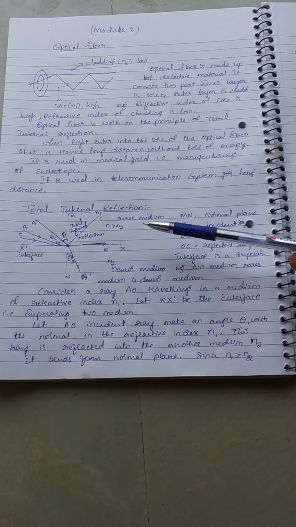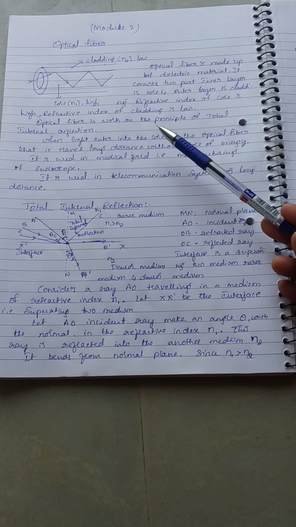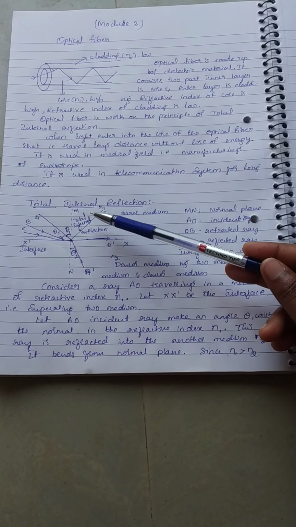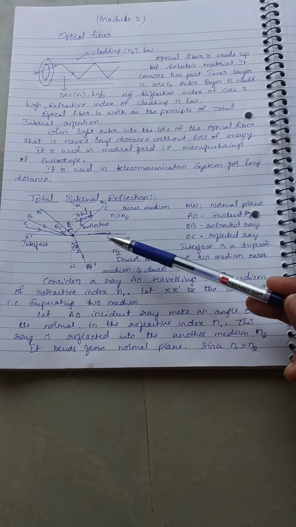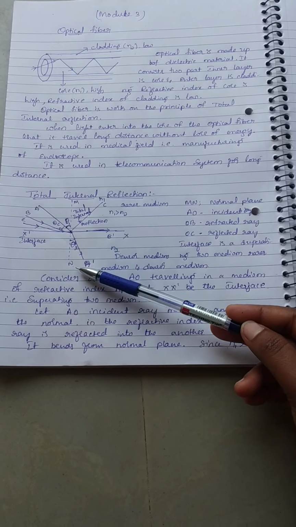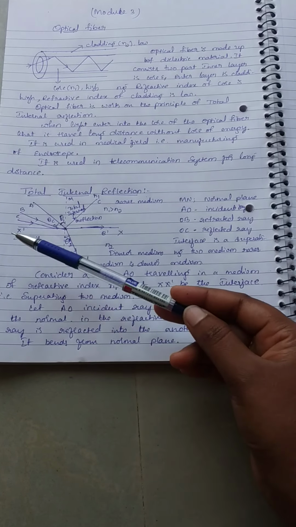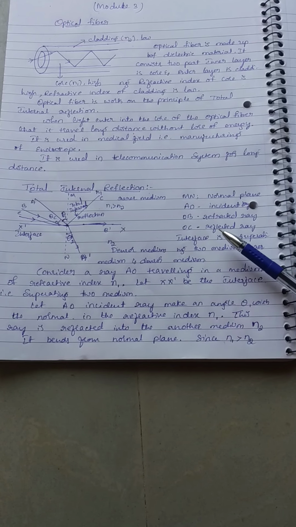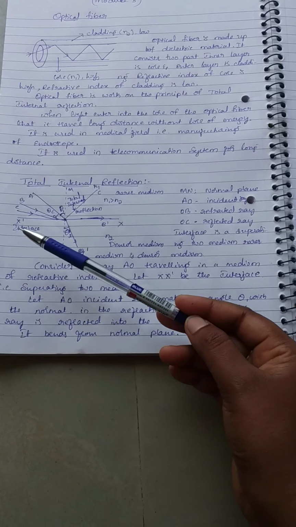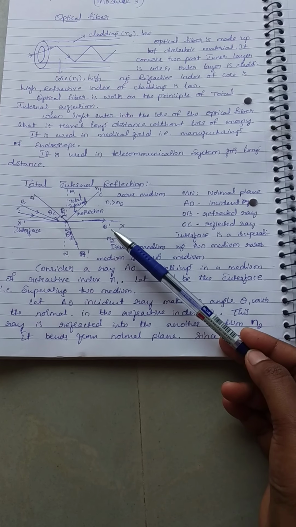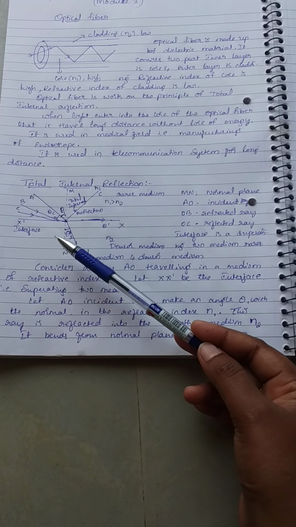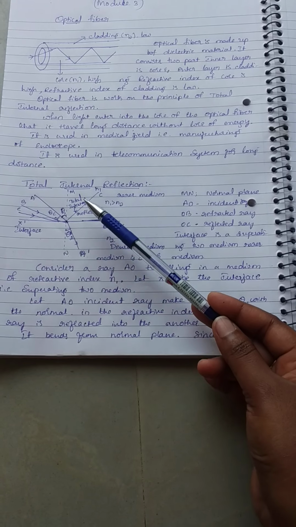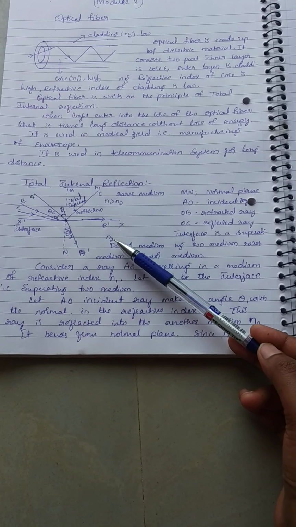Next, the optical fiber is explained on the basis of total internal reflection. This is explained here. MN is the normal plane. AO is the incident ray. OB is the refracted ray. OC is the reflected ray. Here XX dash acts as an interface. The interface is separating two media, one with refractive index n1 and the other with refractive index n2.